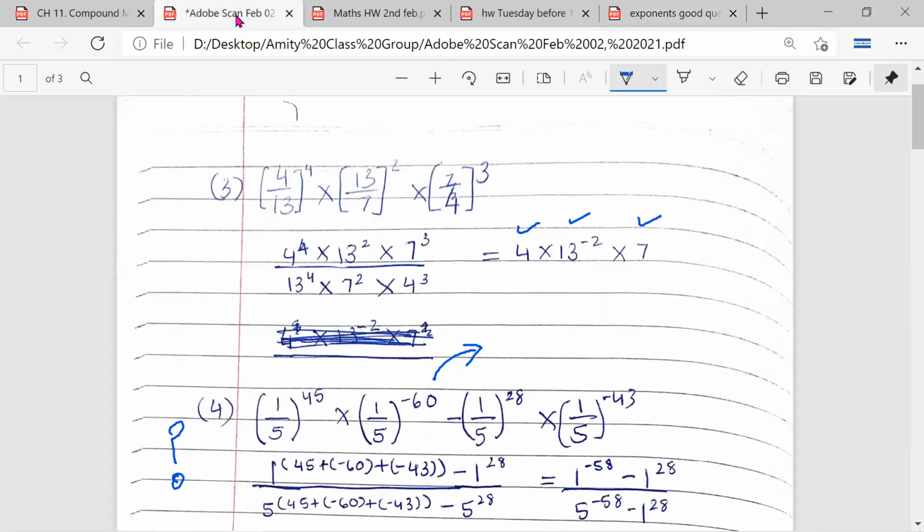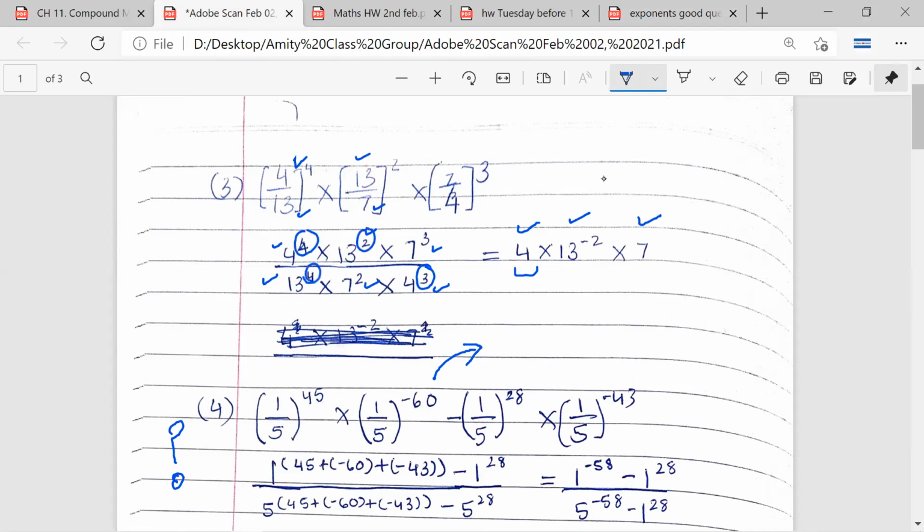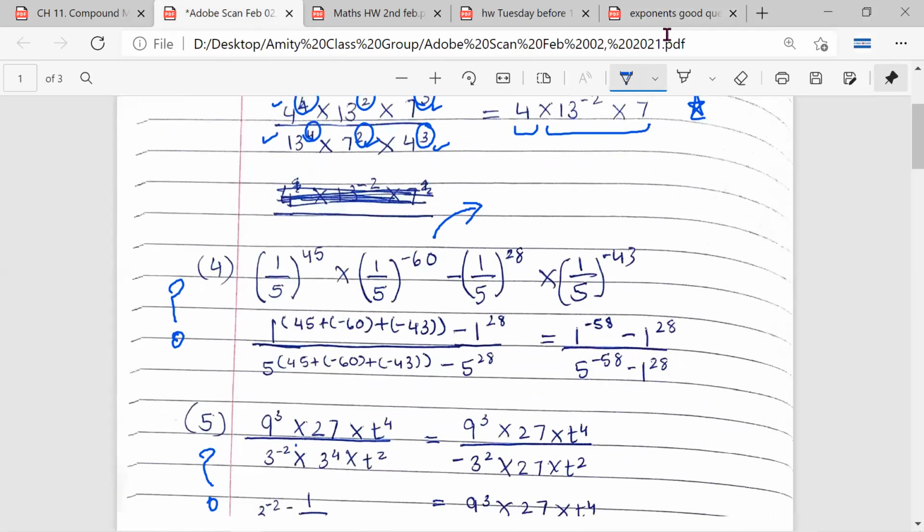First question. Your first question is absolutely okay. 4 raised to power 4, 13 raised to power 4, 13 square, 7 square. Perfect. What you have done is absolutely fine. So this is 4, 4 minus 3. This is 13, 13 is 2 minus 4, and 7, 3 minus 2. So this answer is absolutely okay. No problem with this.